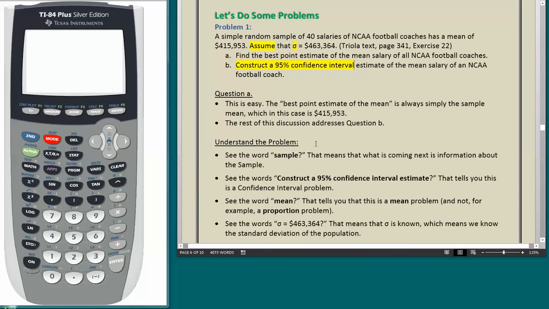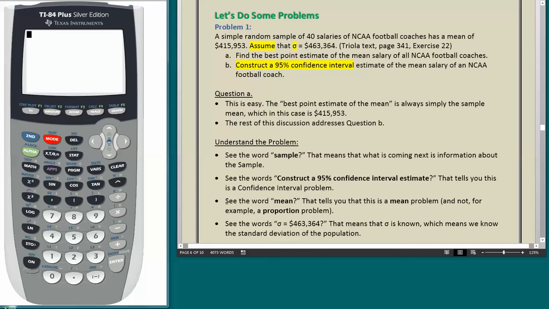So the first thing we have to do is understand the problem. Do you see the word sample? That's right here. That means that what is coming next is information about the sample. Now, do you see the words construct a 95% confidence interval estimate? There they are. I've highlighted them in yellow. That tells you this is a confidence interval problem. And there could be other problems that are set up very similarly, but they don't ask you to construct a confidence interval. They ask you to do something else. So you have to focus on these words. They're very specific, and they tell you exactly what you're going to be doing.